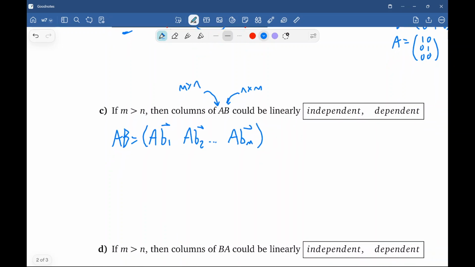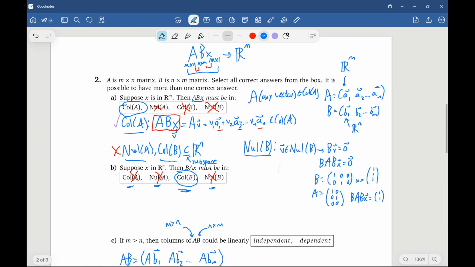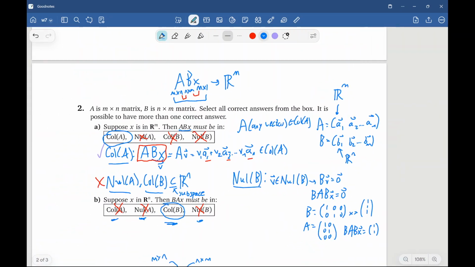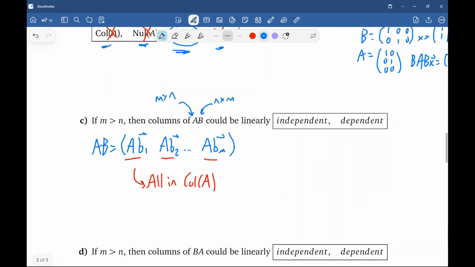Now there's a few things we have to notice here. First of all, each of these is in the column space of A, because it's A times some vector. We proved up here that A times any vector is in the column space of A. So these are all in the column space of A. So let's say they were, well, how do we want to say this?